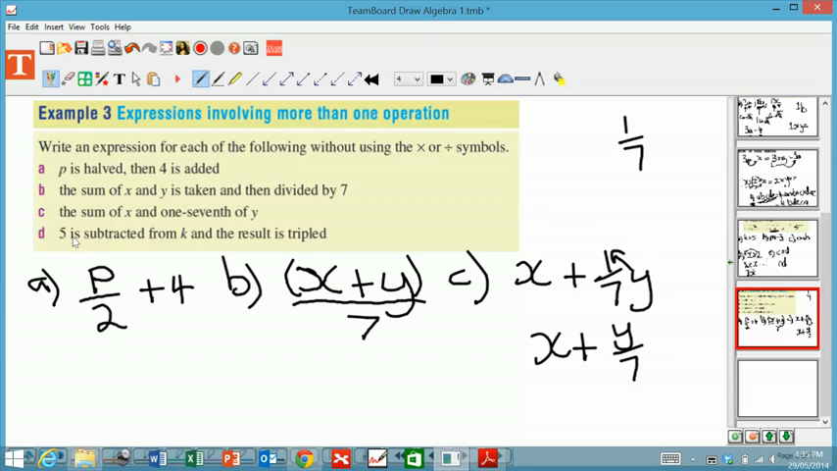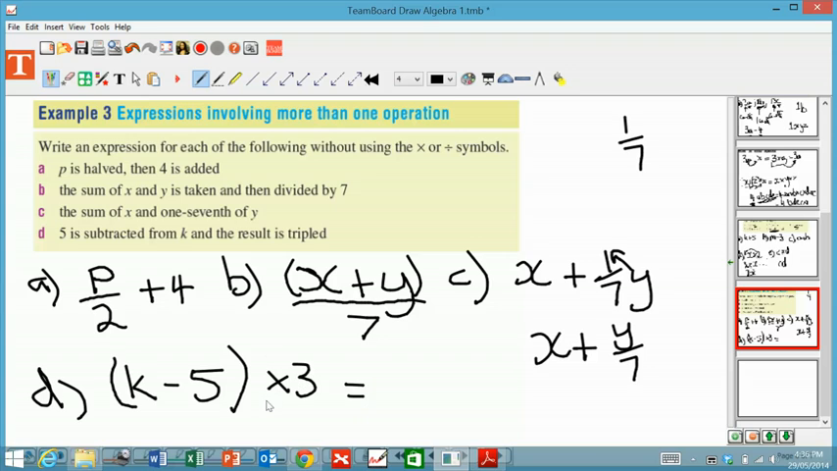Last one here, 5 is subtracted from k and the result is tripled. Okay, so D, 5 is subtracted from k, and the result is tripled. So whatever we get there, the result of that, we've got to put in brackets, is tripled. Okay, is that the way we write it though? No, it's not. So we've got to bring this round to the front, get rid of our multiplication sign, and then we write it like that. Okay, and that's what it ends up looking like.